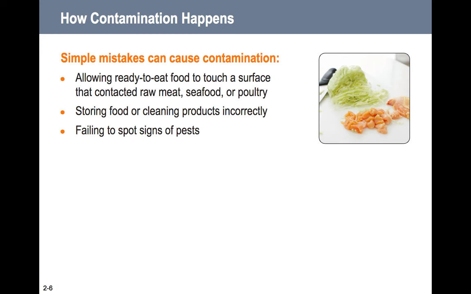Simple mistakes can cause contamination, such as allowing ready-to-eat food to touch a surface that contacted raw meat, seafood, or poultry, storing food or cleaning products incorrectly, and failing to spot signs of pests. Again, the precautions for this type of contamination we'll discuss in further detail. But as you can notice, most of your main issues when it comes to biological contamination are making sure that you are practicing good personal hygiene and avoiding cross-contamination.